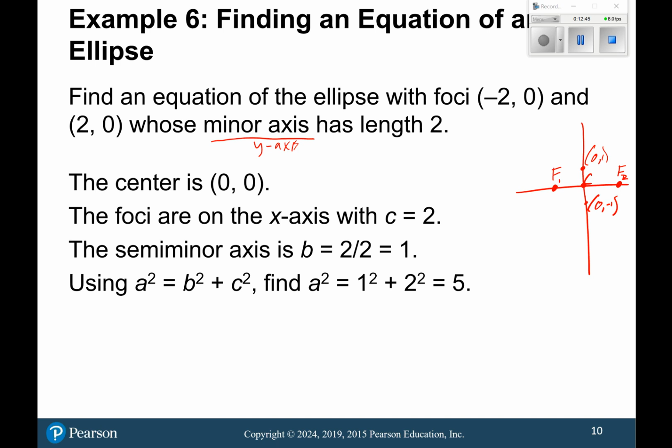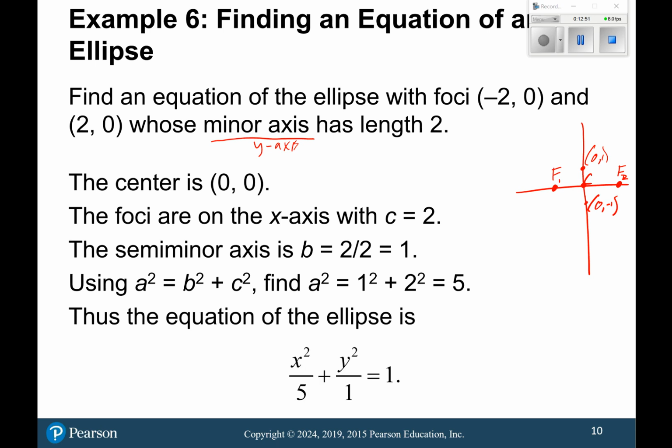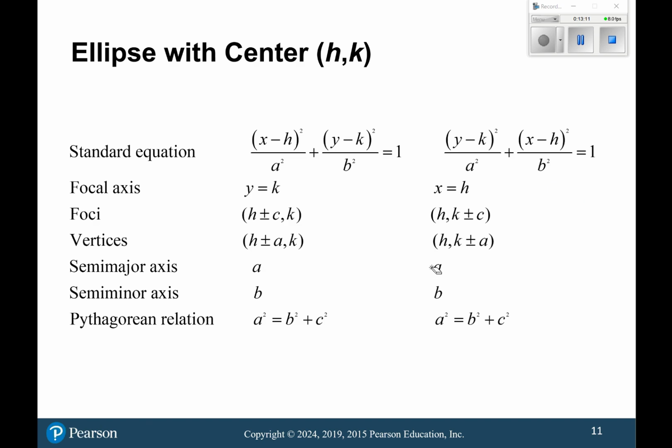Now again, I really don't care what A is at this point in time. They wanted the equation. So again, here's A squared, and here's B squared. It's an ellipse, so the equation should be set equal to 1. There we have it.